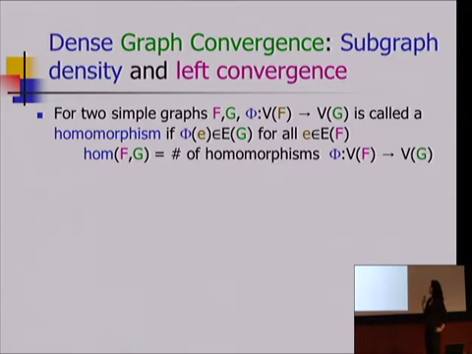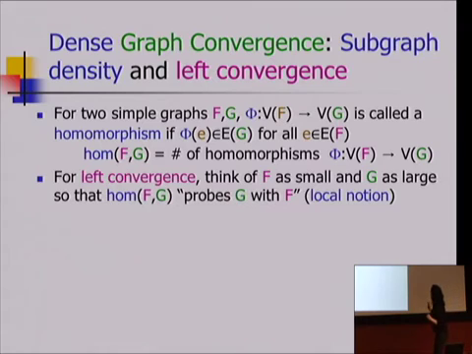Okay, so just to get the notation straight, if we have two simple graphs, F and G, then something is called a homomorphism if it maps the edges of G, which I want to think of for the moment as a big graph, into the edges of F, which I want to think of as a small graph. Other way around, sorry about that. Okay. So for left convergence, I want to think of F as small, and I want to think of G as large, okay?